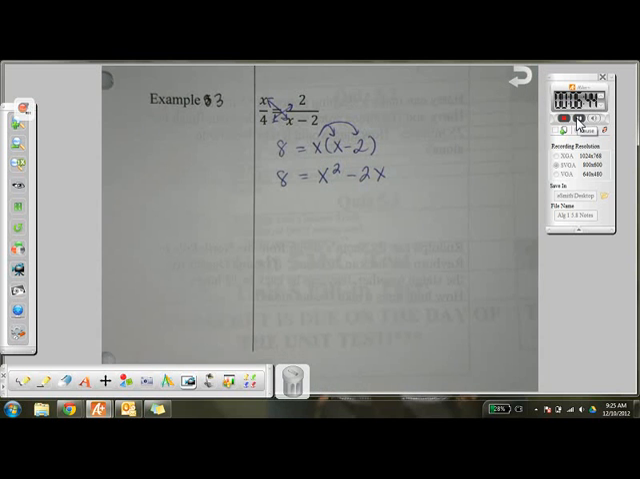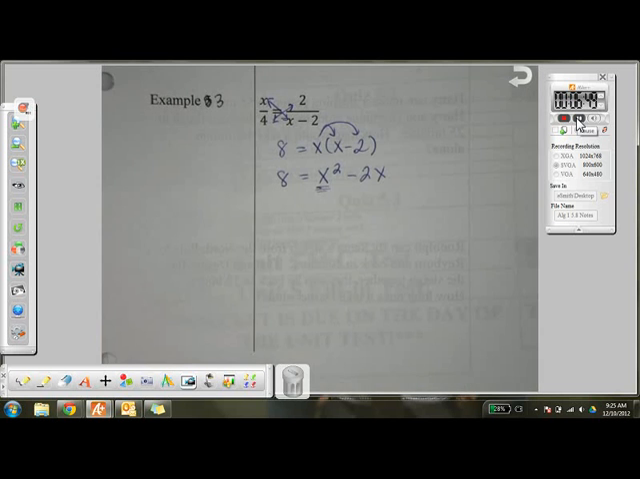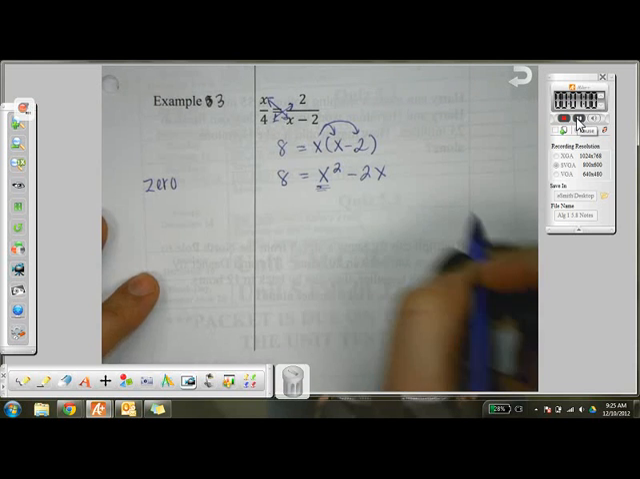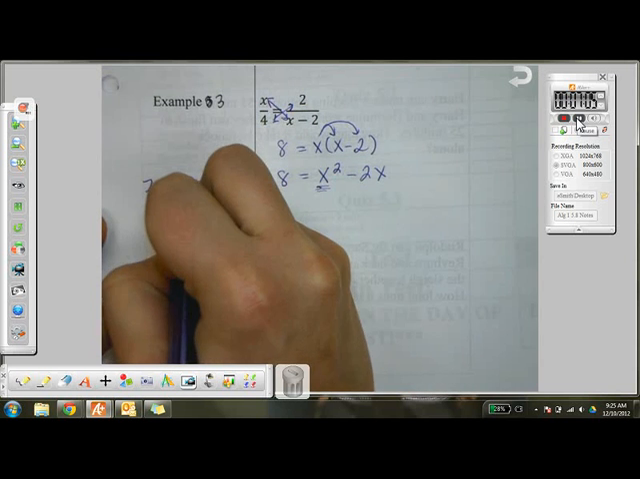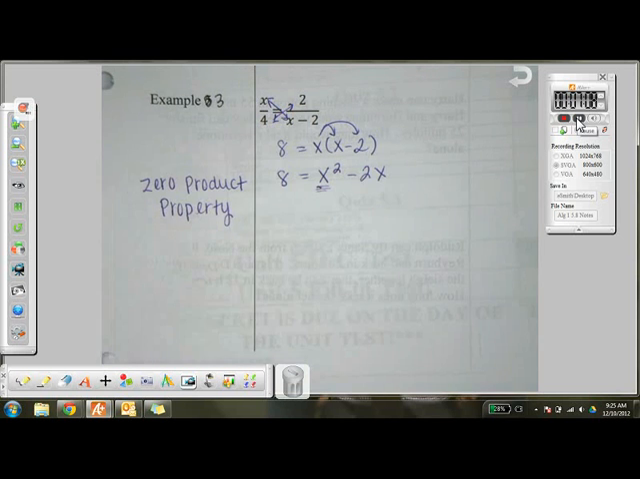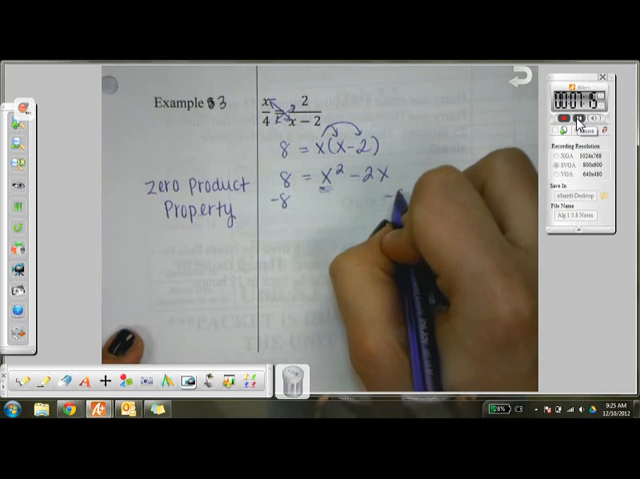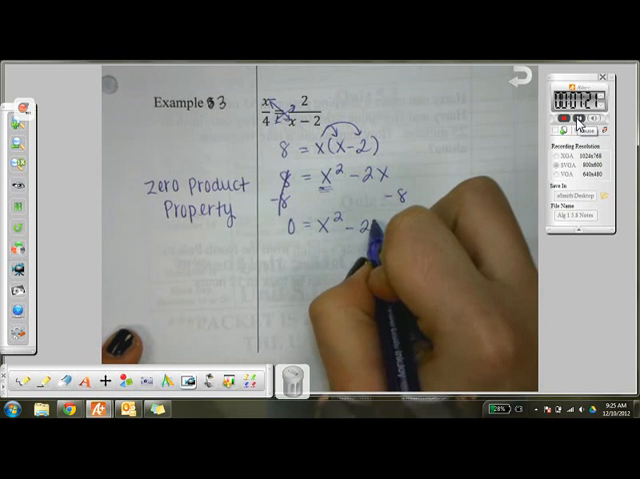Now I have an x squared, which means what property am I going to use to solve? You will end up using diamond method, but what's the property called? Zero product property. Which means we have to get the whole thing equal to 0. I'm not equal to 0 yet. How can I get equal to 0? Subtract 8 from both sides. So that gives me 0 equals x squared minus 2x minus 8.